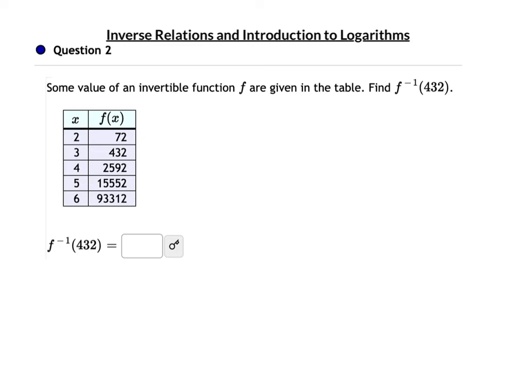In question 2, we have an invertible function. That means it has an inverse. And they're given by this table. Find f inverse of 432.